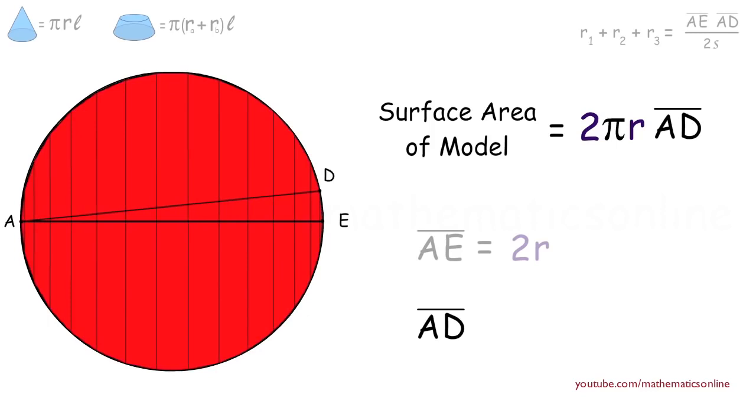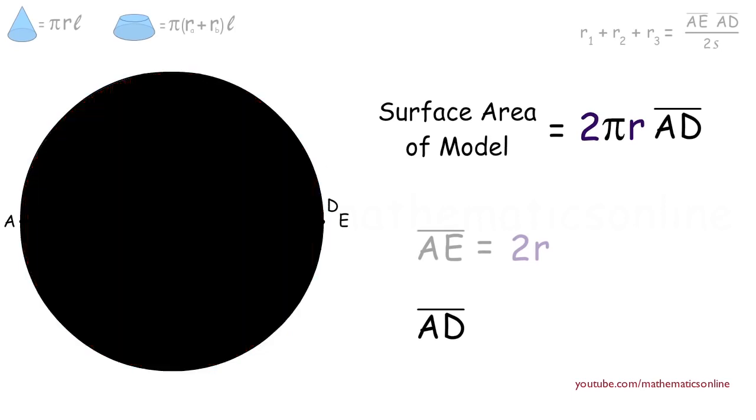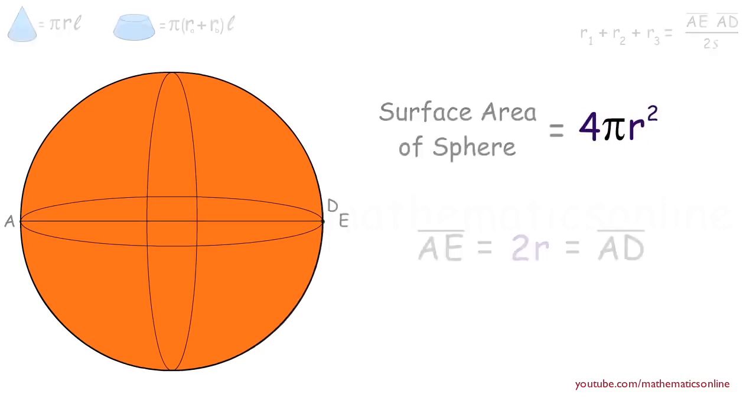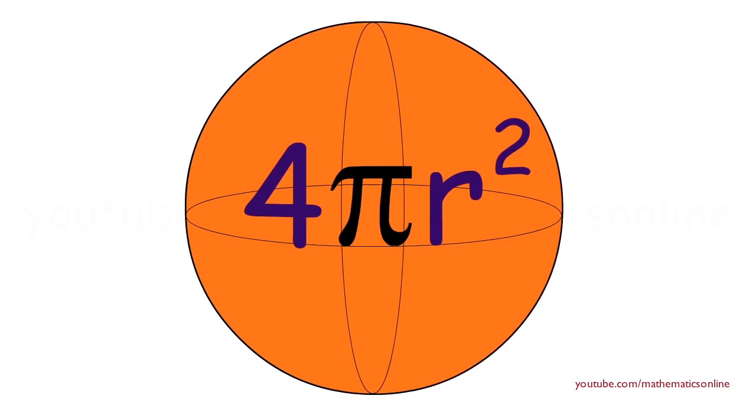So now we are going to increase the sides of the inscribed polygon to infinitely many sides, and the first thing we should point out is that the surface area of the model becomes equal to the surface area of the sphere. The second thing is that line AD eventually becomes equal to the diameter, which is equal to 2r. Finally, the surface area of the sphere is equal to 2 pi r times 2r, which simplifies to 4 pi r squared. Therefore, 4 pi r squared gives you the surface area of any sized sphere that exists.